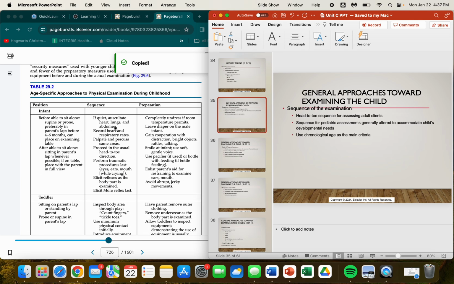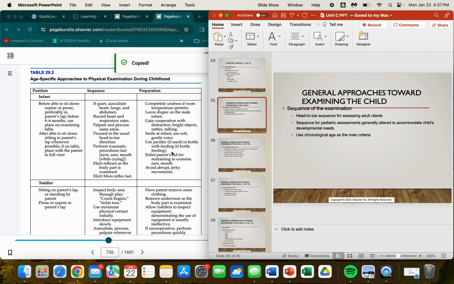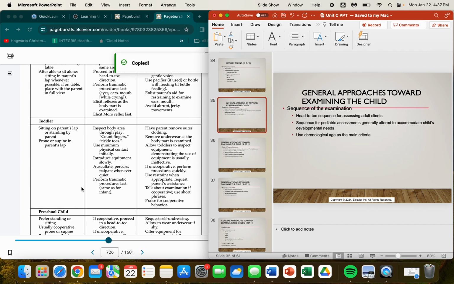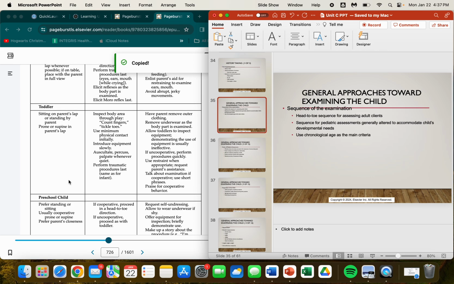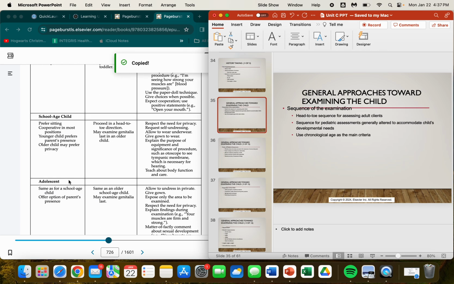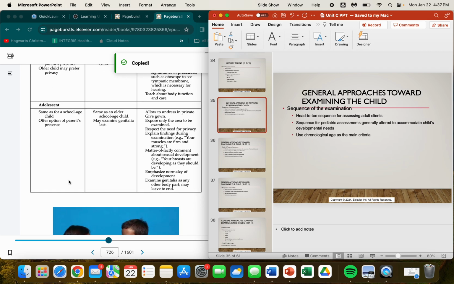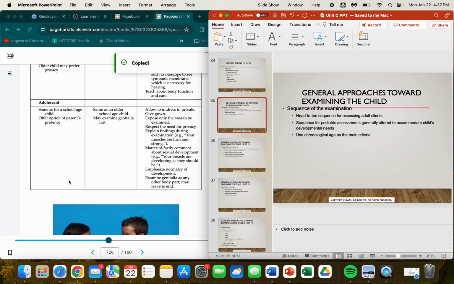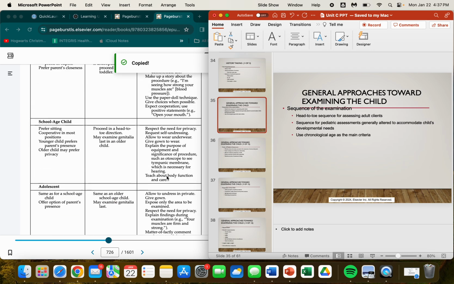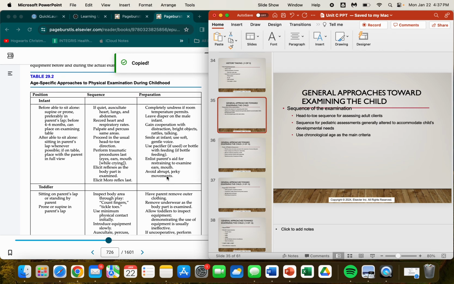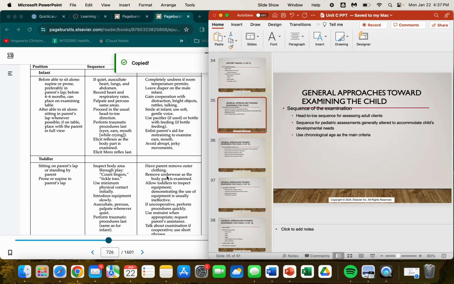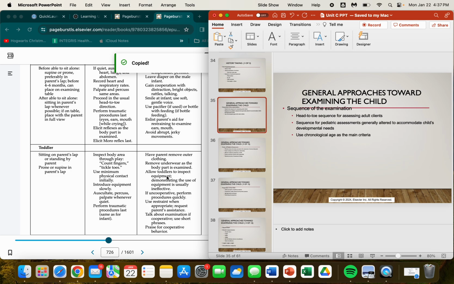This chart talks about the sequence and how we can use interventions, like a pacifier, or having them sit on their parents' lap. It all talks about positioning and how we can appropriately assess those patients, and the order. You don't have to know this chart in depth, but just use your common sense and have a general understanding of how to assess each age range.